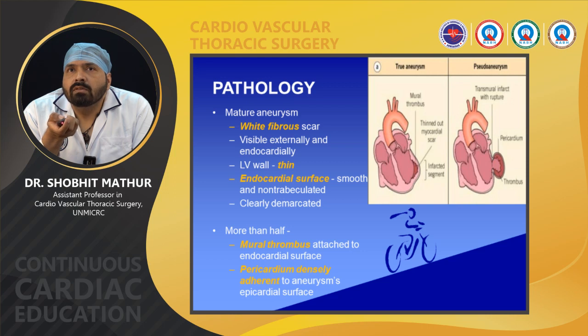A pseudoaneurysm, on the other hand, will have a rupture in the LV wall due to infarct, and it will have a pericardium covering over it. So basically, pseudoaneurysm is made of non-myocardial tissue and aneurysm is made of myocardial tissue. Again, the thing to remember is well demarcated, thinned out, totally devoid of muscle tissue, and containing a mural thrombus with pericardial adhesions.